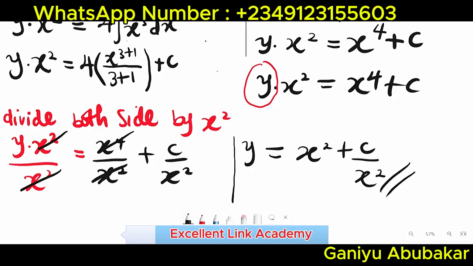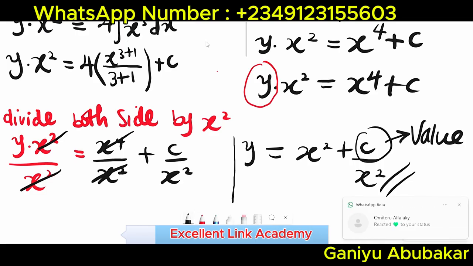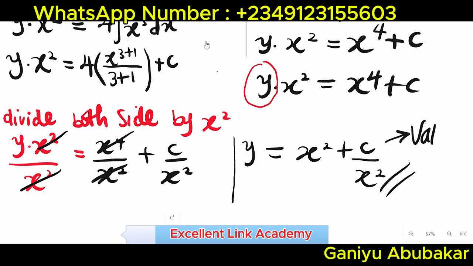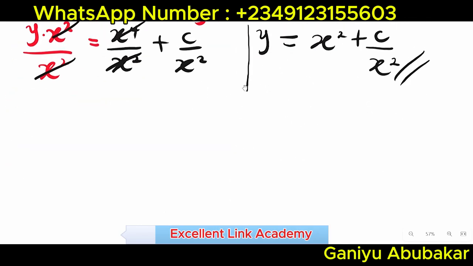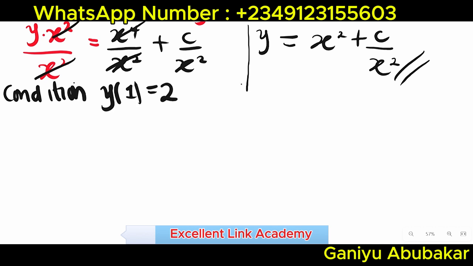But we are under the concept of initial value problem. So in an initial value problem, you have to look at the value of c. We have to know the value of this constant c. So let's get the value of c from here. To get the value of c, it's simple as they give us a condition. Our condition was given as y of 1 equals 2. Check your question, you see it.